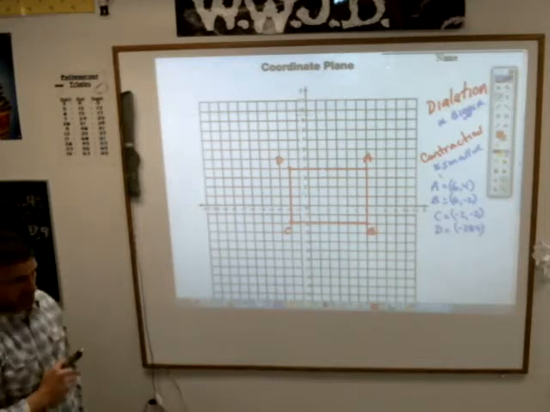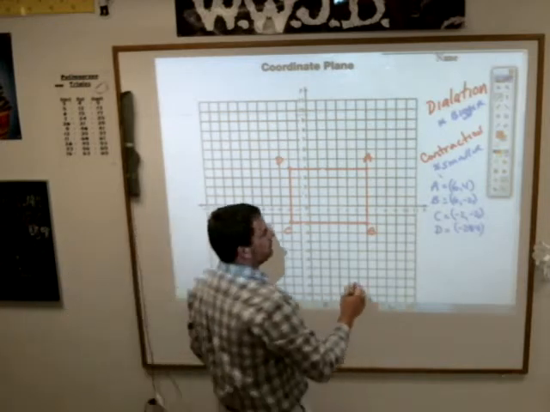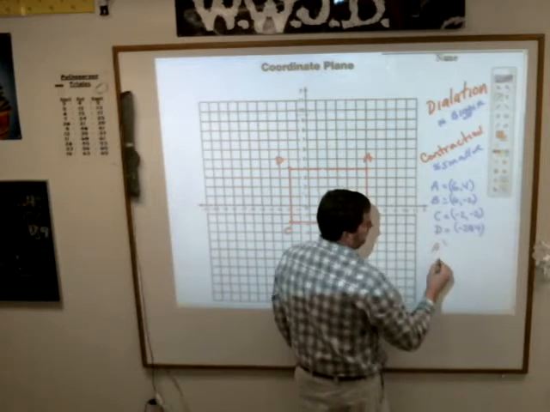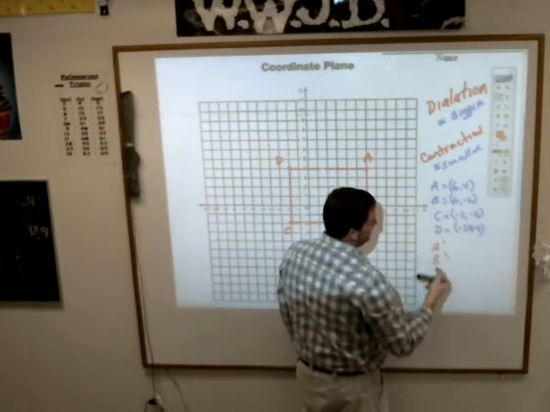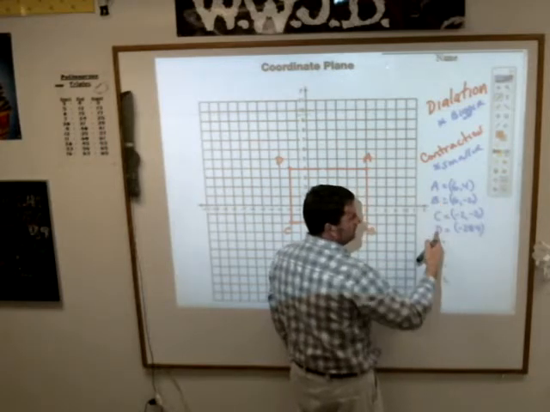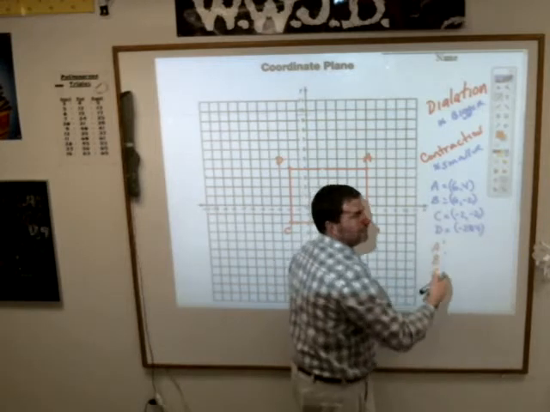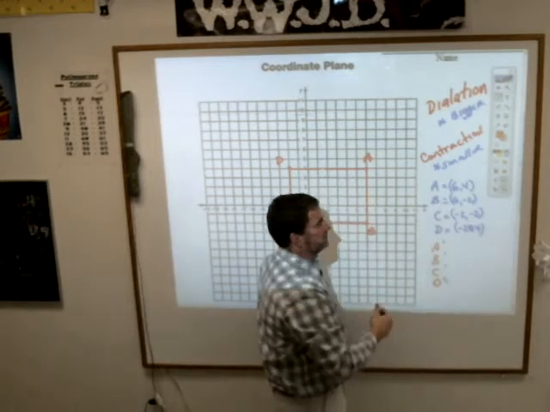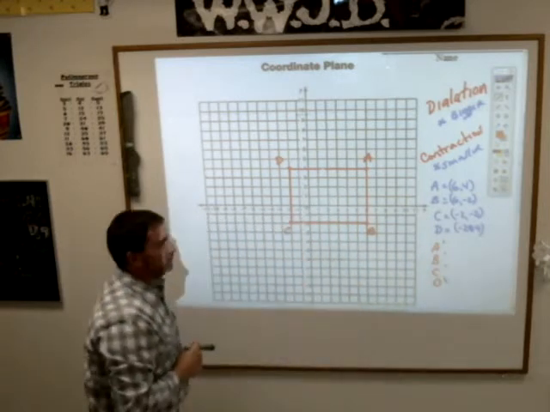And now it says, on problem number 8, then draw its image, and then it says A prime, B prime, C prime, D prime. That's what this little mark is called when we put it up there like that. It's not an exponent of 1. It's just a different way to show that A is going to correspond to A, B is going to correspond to B, but I don't want to use the same letters because they're not going to be the same points. I want to show that they correspond. So I put that little mark up there, it's called prime.